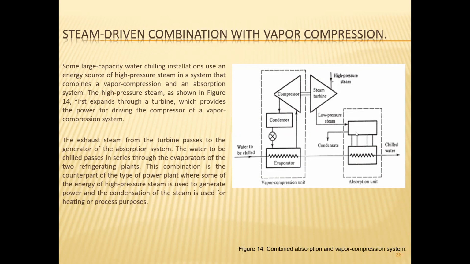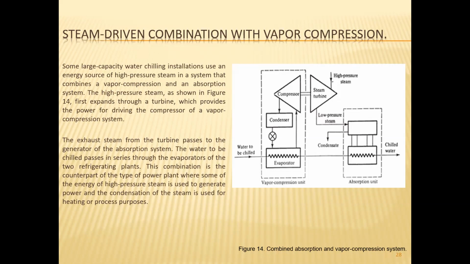Then the evaporator of the absorption unit is the continuation of the water to be chilled. Okay? In the evaporator. This is the lithium bromide solution or absorption unit. The high pressure steam, as in figure 14, first expands in a turbine which provides the power for driving the compressor of the vapor compression system. The exhaust steam from the turbine passes to the generator of the absorption system. The water to be chilled passes in series to the evaporators of the two refrigerating plants.